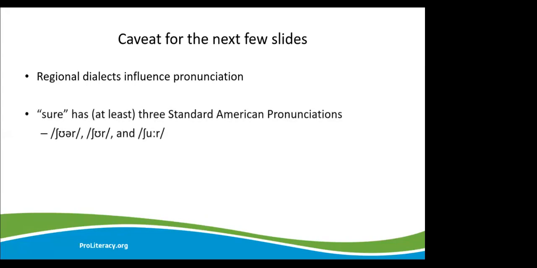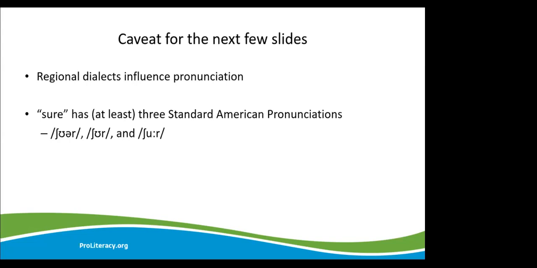The letter combination S-U-R-E has at least 3 standard pronunciations in American English. You have sure, and sure. All 3 of those are acceptable pronunciations for those 4 letters. There are other letter combinations that have even more correct pronunciations within standard English.